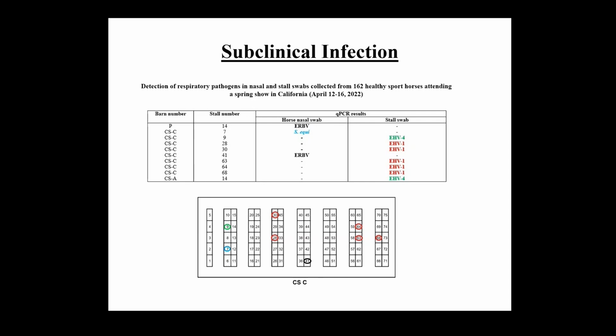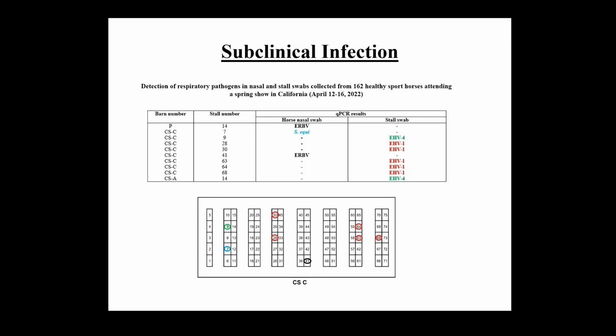So we decided to swab all the individual stalls of these 162 healthy horses at the end of the 5 days. So these horses were stabled in the same stall, and then they went to the different classes and then came back. Why did we focus on stall versus nasal swab?